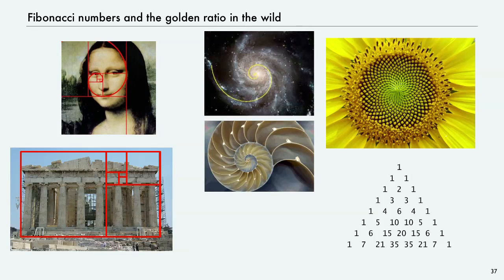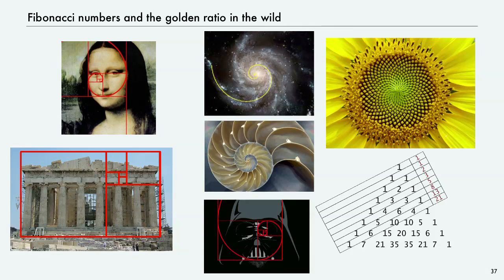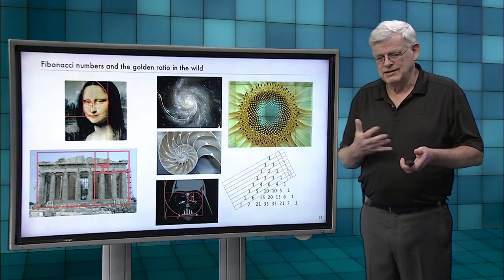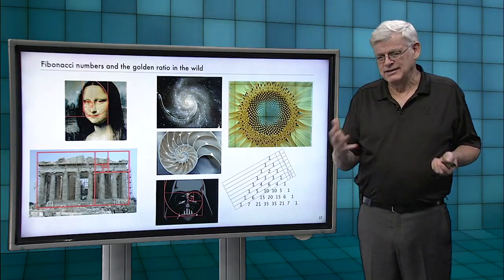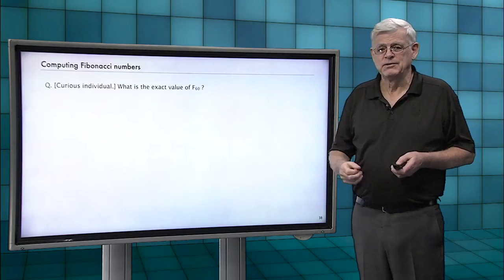Here's our friend, the Pascal's triangle. And if you look at it at kind of an angle, you get the Fibonacci numbers. It's kind of amazing. Even Darth Vader involves the golden ratio and the Fibonacci numbers. So very interesting sequence, and in the present context, what we're interested in is computing them.